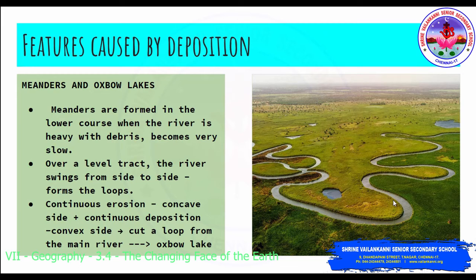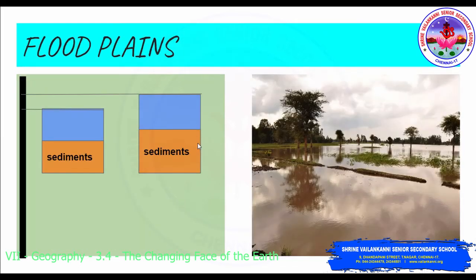The next one, floodplains. A floodplain is almost a flat plain that is formed as a result of a river flooding its banks. Now these two small boxes kept here, just imagine this is the river bank level and this is the river level. Now you can see the sediments here, the increase in the sediment and the increase in the water level. So we'll see this now.